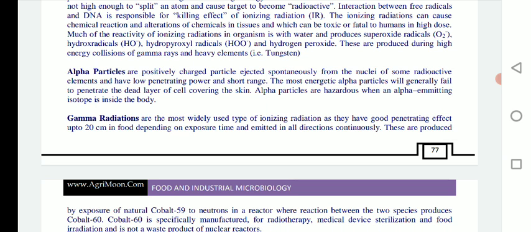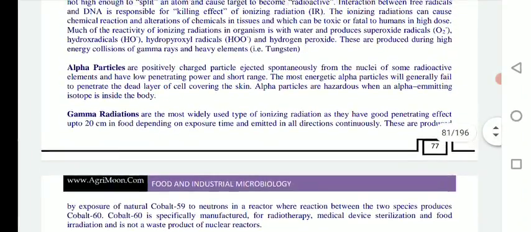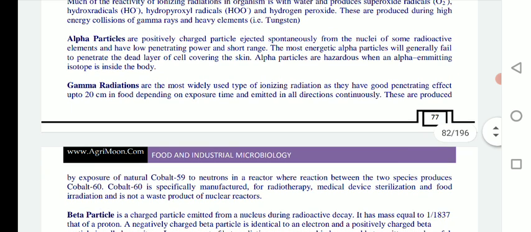So these include hydroxyl radicals and hydrogen peroxide. These are produced during high energy collision of gamma rays and heavy elements, such as tungsten. Then there are different features of alpha particles, gamma rays as well as beta particles. Alpha particles are positively charged particles ejected spontaneously from the nuclei of some radioactive elements and have low penetrating power and short range. The most energetic alpha particle will generally fail to penetrate the dead layer of cells covering the skin. Alpha particles are hazardous when an alpha-emitting isotope is inside the body.